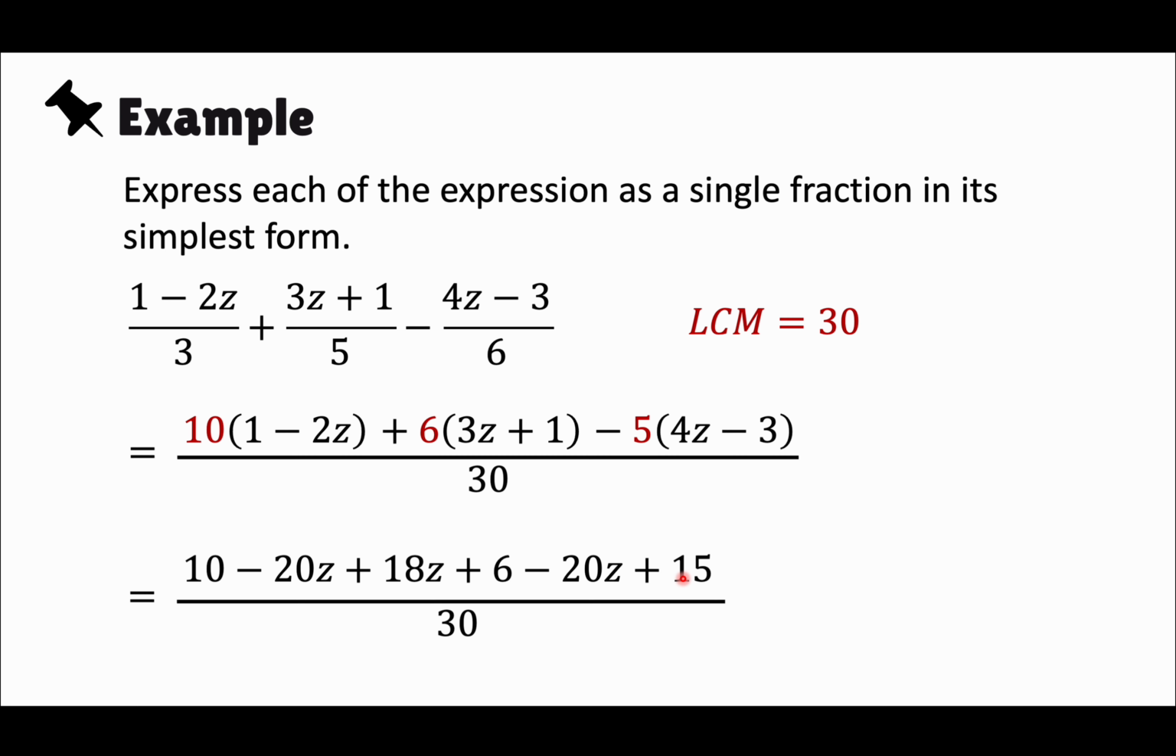And all we have to do is to combine the like terms. You have 10 minus 20z plus 18z, that's negative 2z. Minus 20z, so negative 2z minus 20z, that's going to be negative 22z. Okay, and then the constants, 10 plus 6, you have 16 plus 15, that's 31. So the final answer is negative 22z plus 31 all over 30.